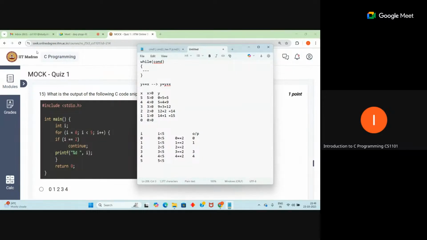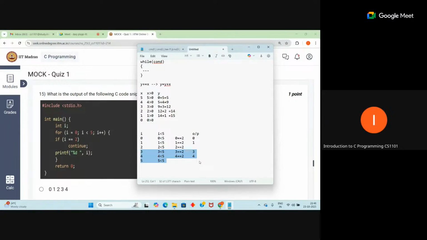That means, say for example, instead of this continue, if you have a break, it won't execute these iterations. So your output will be, in that case, 0 and 1 only. It will come out of the loop. When a break comes, it will come out of the loop. It will bypass the remaining iterations.